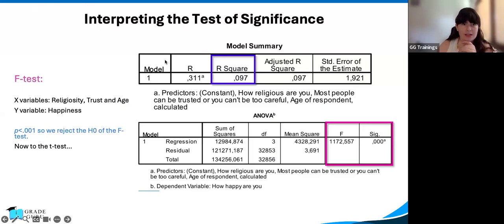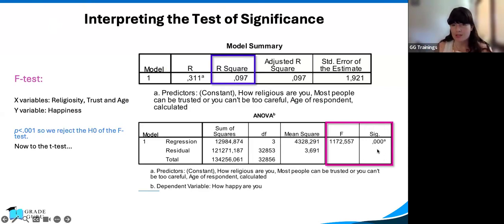Now let's go through actually interpreting our F-test. So you're going to get 3 tables for regression. You got model summary, ANOVA, coefficients. In your model summary and your ANOVA is where you conclude on your F-test. So your R square value in this case is 0.097. And if you look at your ANOVA, your p-value is lower than alpha, and you've got your F value, your test statistic, if they ask for it.